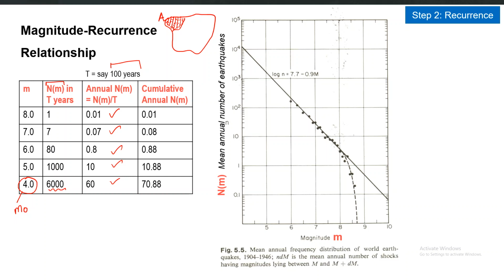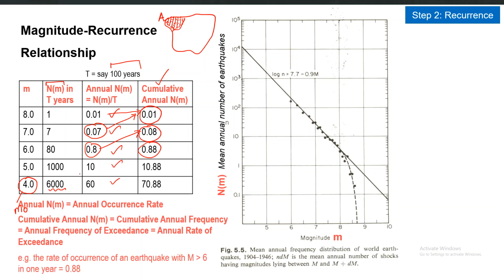But we can also calculate the cumulative annual n of m, which means that for the maximum, we can take it as it is, but for 7 we can sum this annual n of m for 7 with the one for 8, and then we come up with the cumulative annual n of m. Again we sum this 0.8 with this number and come up with this one. So we also calculate the cumulative annual n of m. Now this last column, the cumulative annual n of m, can also be called the cumulative annual frequency.